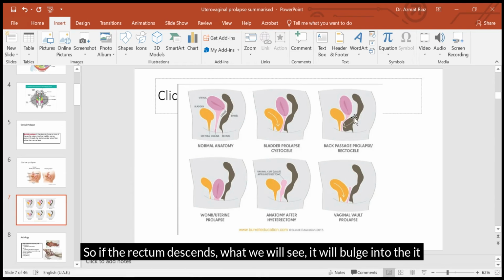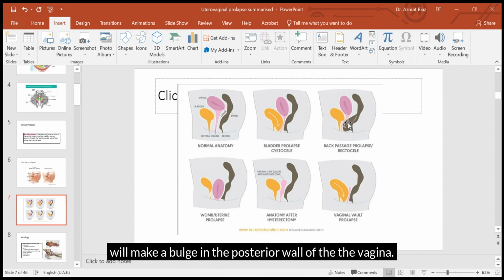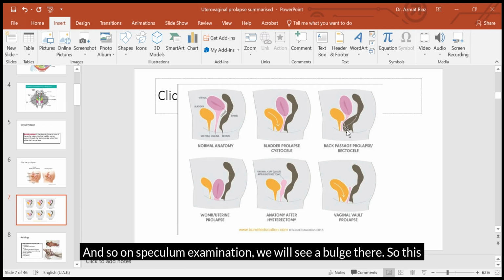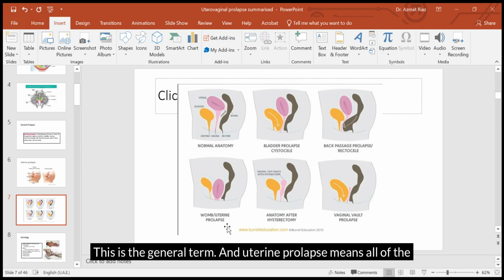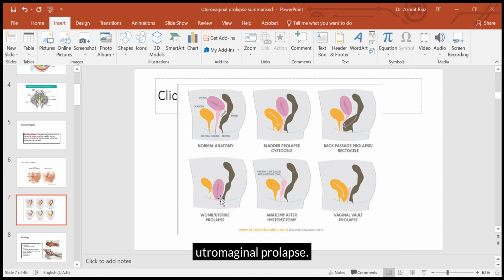The opposite is rectocele. If the rectum descends, it will make a bulge in the posterior wall of the vagina, and on speculum examination we will see a bulge there. This is called rectocele. This is the general term. And uterine prolapse means all of the uterus is coming down, and usually it is associated with uterovaginal prolapse.